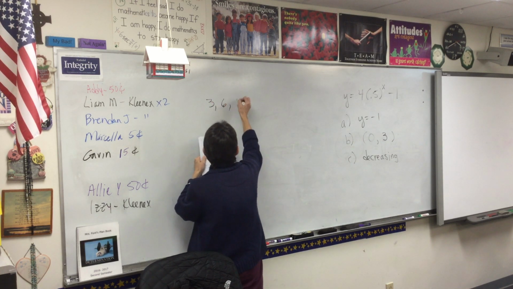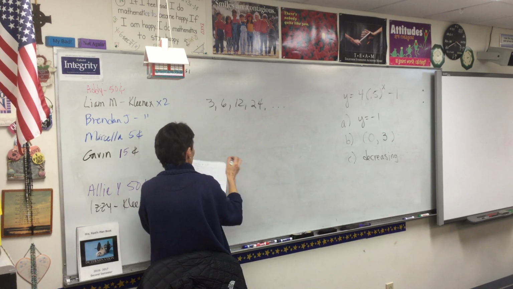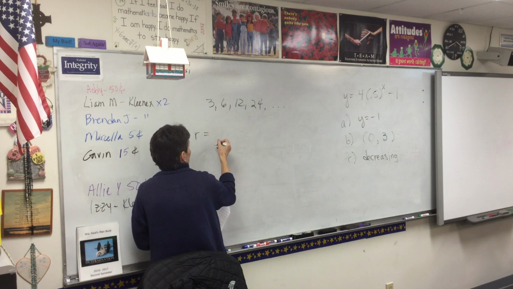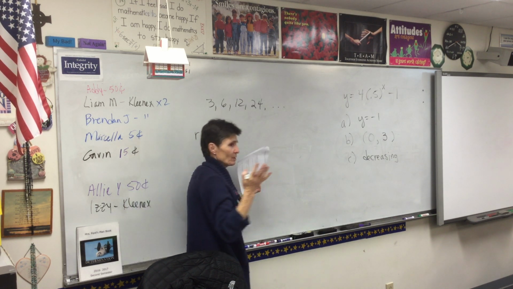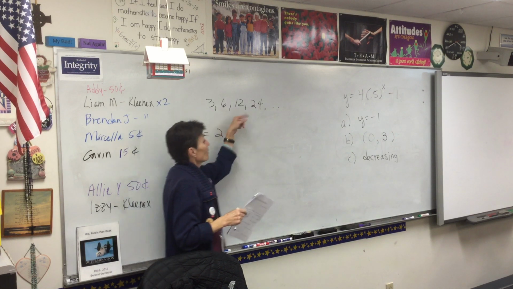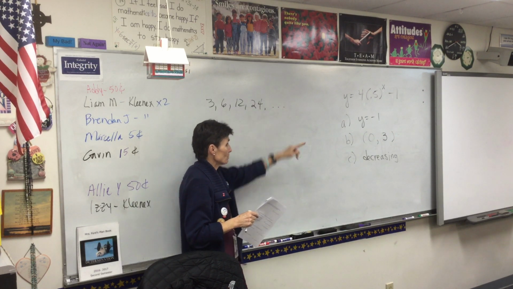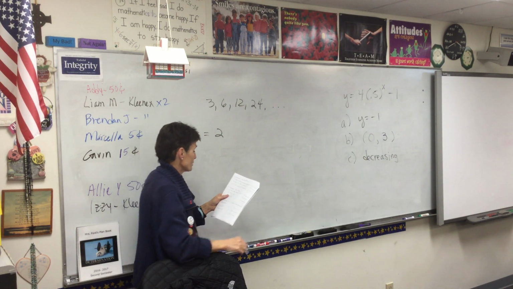3, 6, 12, 24. Got a little sequence here. What's the common ratio? 2. What do we mean by common ratio? What are we talking about? The number that we multiply by to get from term to term. This is a geometric sequence, and the ratio is 2.